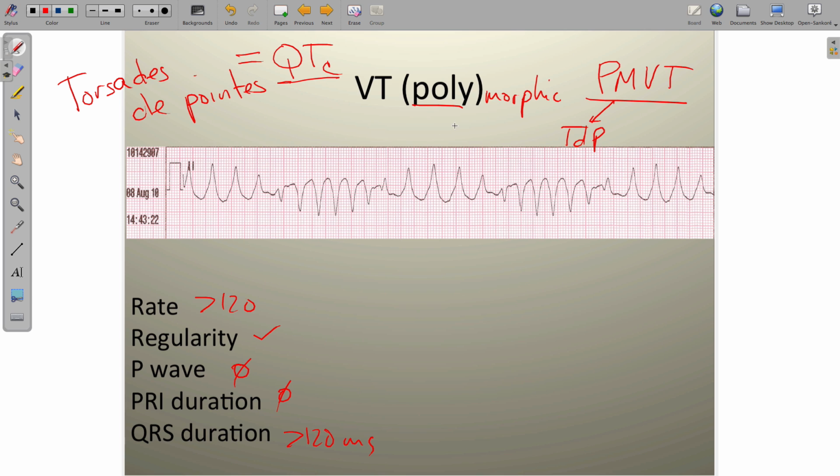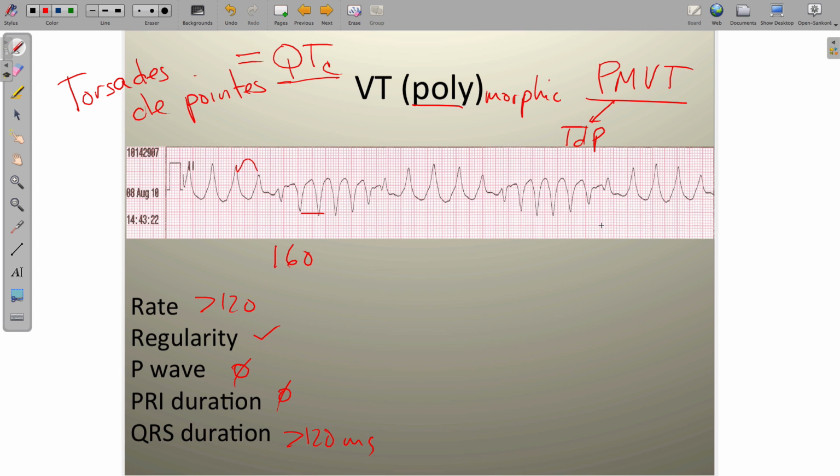First, let's confirm this is polymorphic VTach. Is the rate greater than 120? Yes, this rate's right around the 160, 170 mark. Is it regular? Yes, it is regular. Now you're going to see there's a little bit of variance that takes place in here. The variance is subtle. It might be a half of a box. It looks like there's more than that, but if you count them peak to peak, you're going to see that they're pretty darn close. So this counts as regular.